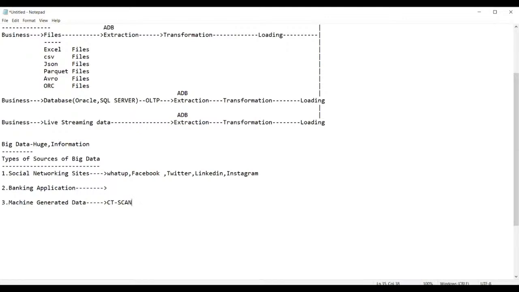Whatever machines you have, a CT scan machine, an MRI scan machine, and even ECG machines, these are all machines which generate some data. Am I right, everyone? This kind of data is also considered big data.